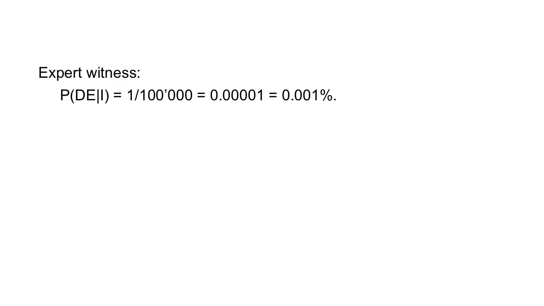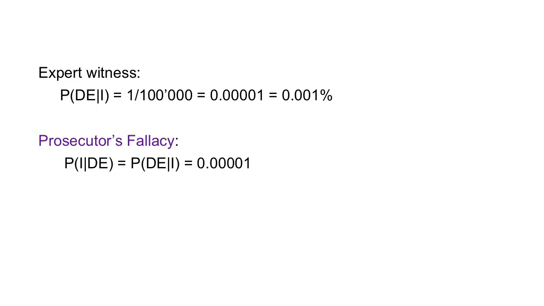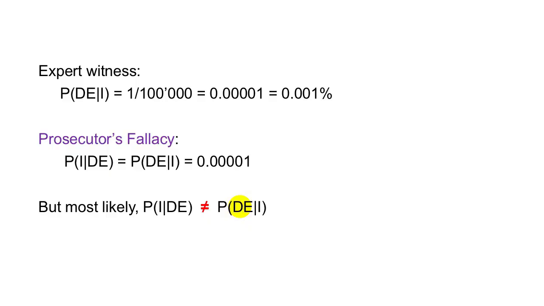Let's look at what the expert witness said. The expert witness said the probability that the damning evidence matches, given the person is innocent, is 1 in 100,000. The prosecutor's fallacy is now to turn this around and say, the damning evidence match is there, that's why now the probability of innocence is also 1 in 100,000. But that's wrong, because in that argument, the prosecutor turned the uncertain statement and the condition around. But those two probabilities are usually different.